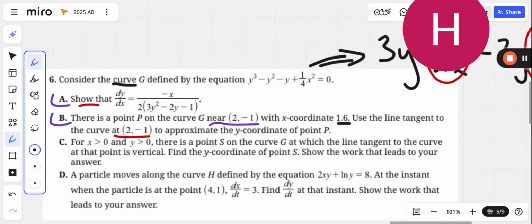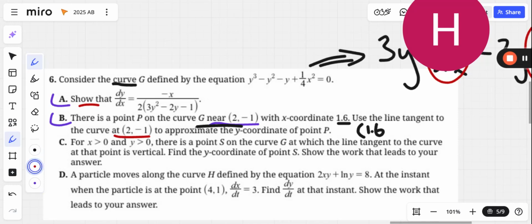The point (2, -1), or the point P, it says is on the curve G. That's the part that's throwing me. And then later it says with x coordinate 1.6. So it's making it seem like P has a coordinate of 1.6, which I think is true. It's just that P is not on the curve.